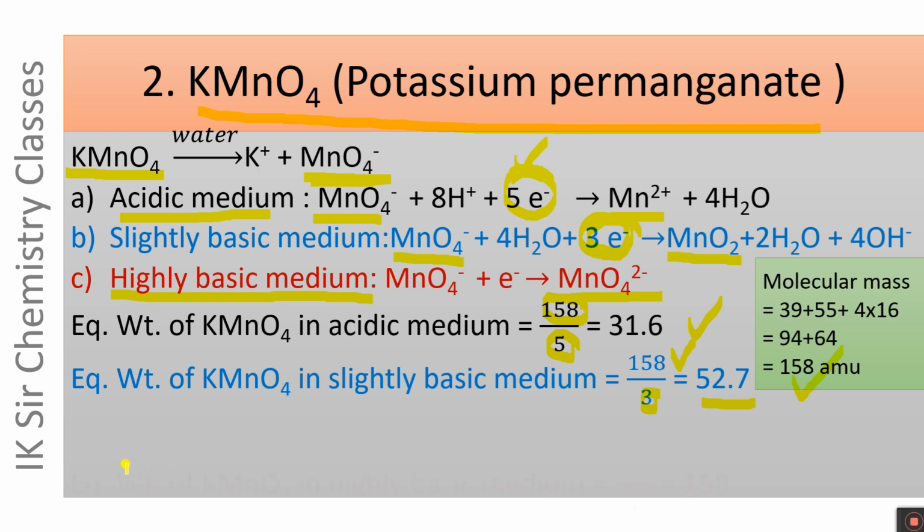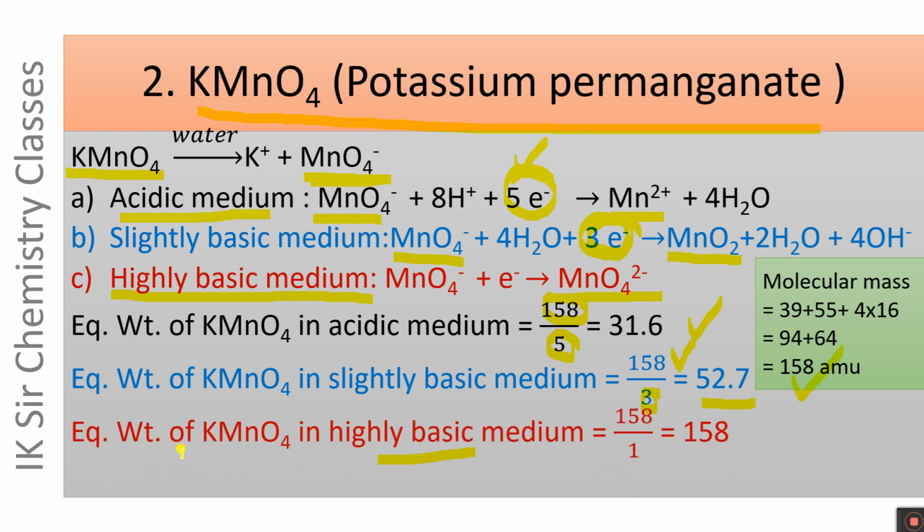On the other hand, in highly basic medium, equivalent weight of KMnO4 is equal to molecular mass divided by number of electrons gained by one molecule, and it is 1, and accordingly the equivalent weight of KMnO4 in highly basic medium is 158, in slightly basic medium is 52.7, while in the acidic medium the equivalent weight of KMnO4 is 31.6. It is obvious that the equivalent weight of KMnO4 depends upon the nature of reaction medium.